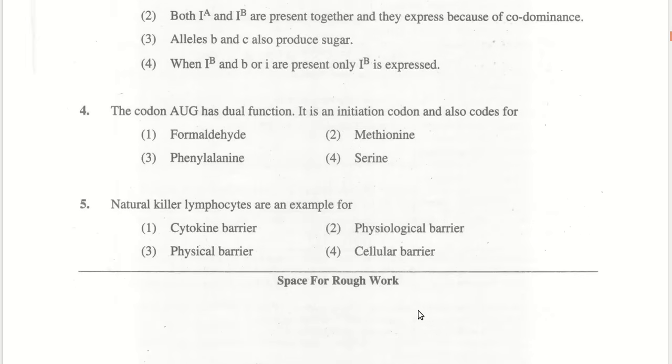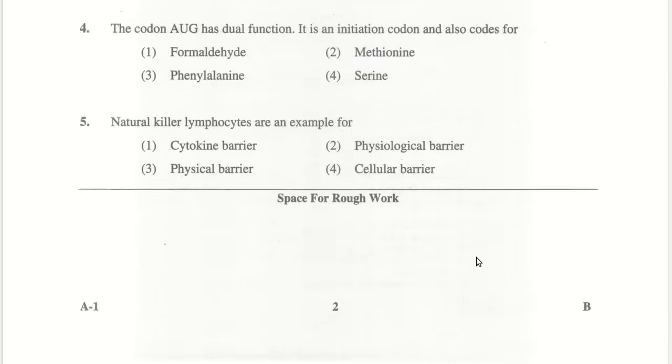Fifth one, natural killer lymphocytes are an example for cellular barriers, NK cells. So natural killer lymphocytes are an example for cellular barriers. That is the right answer.